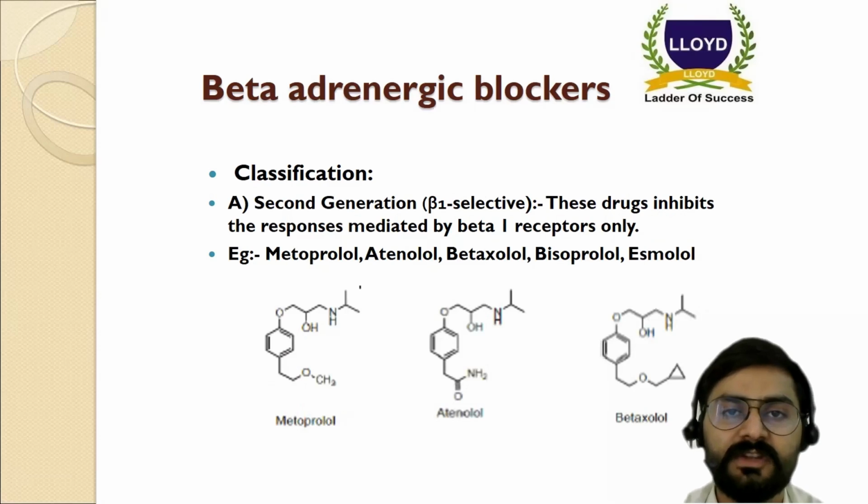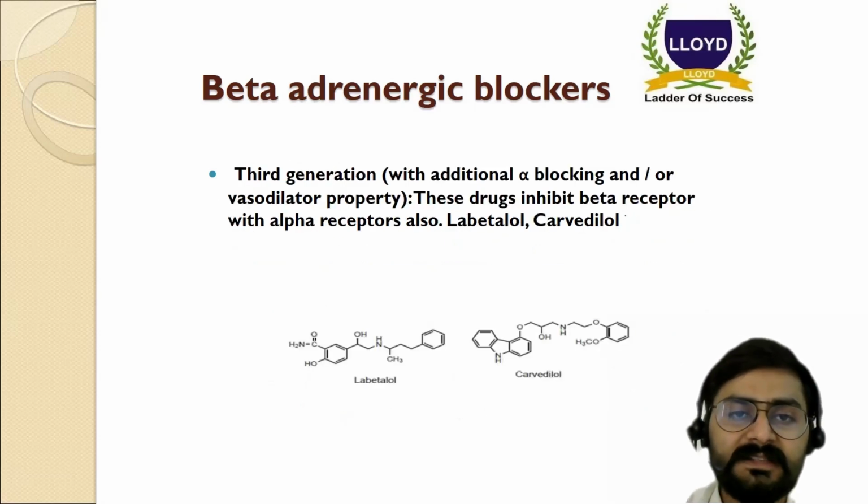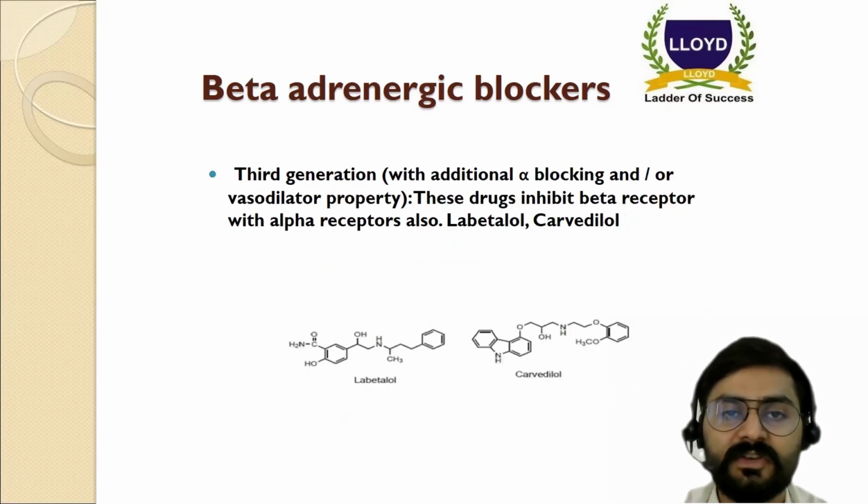The second generation is beta 1 selective drugs. They have cardioselective properties preferred in patients with respiratory conditions, and their examples are metoprolol, atenolol, and esmolol. The next category is third generation drugs, which block both beta receptors and alpha receptors too, offering vasodilatory properties. The examples of this category are labetalol and carvedilol.